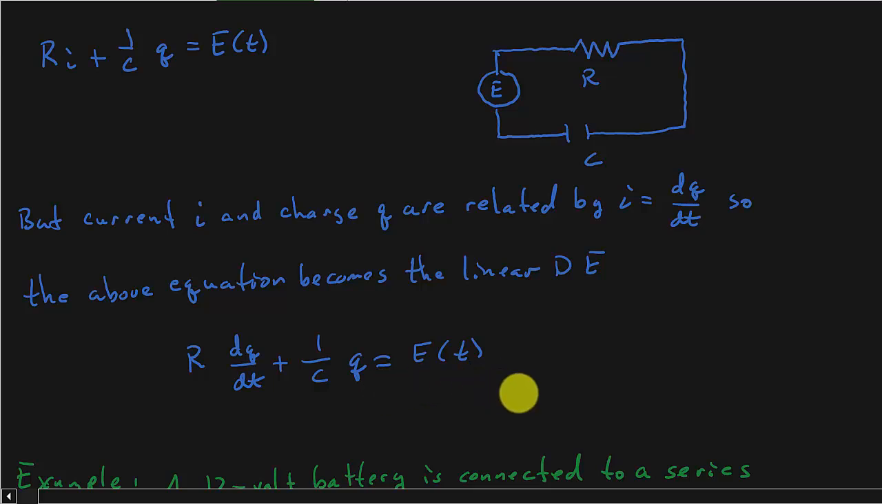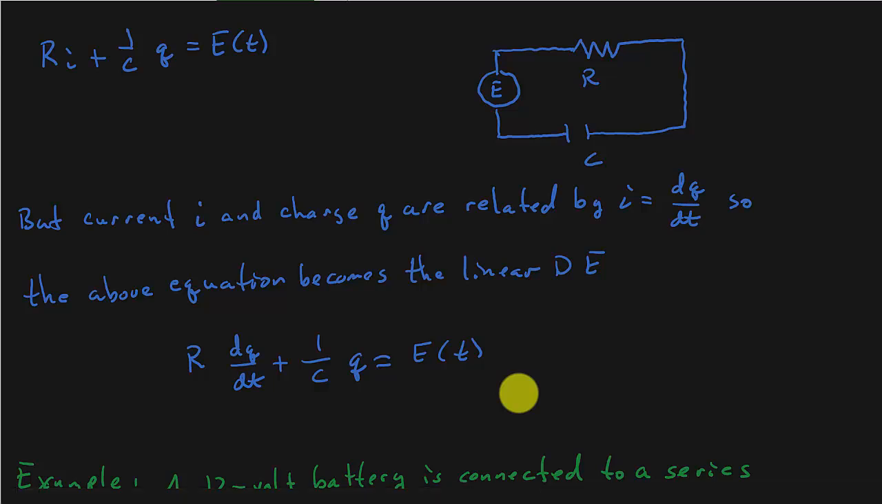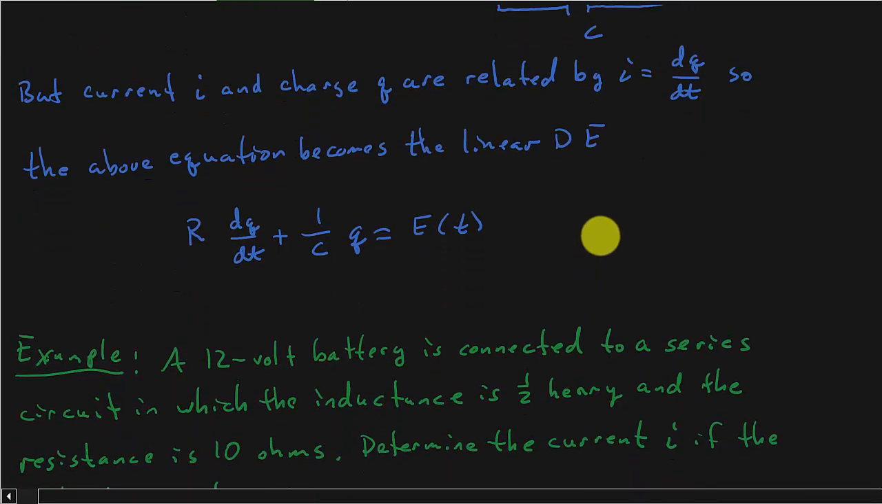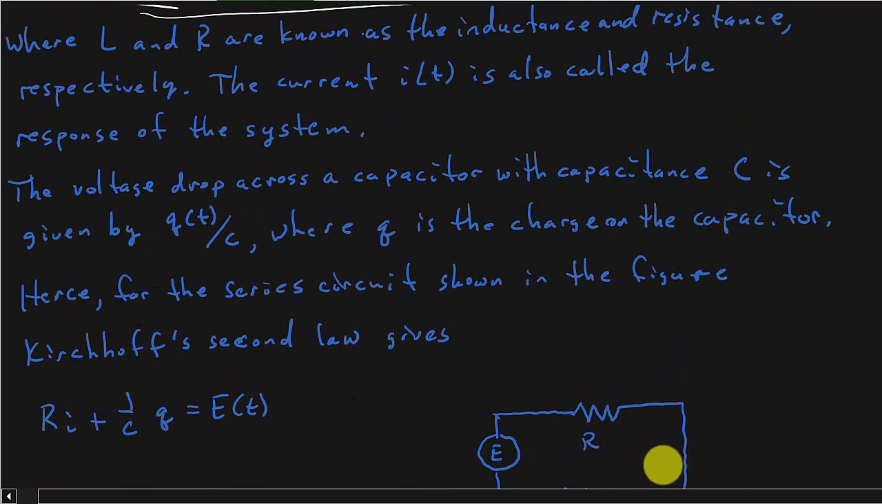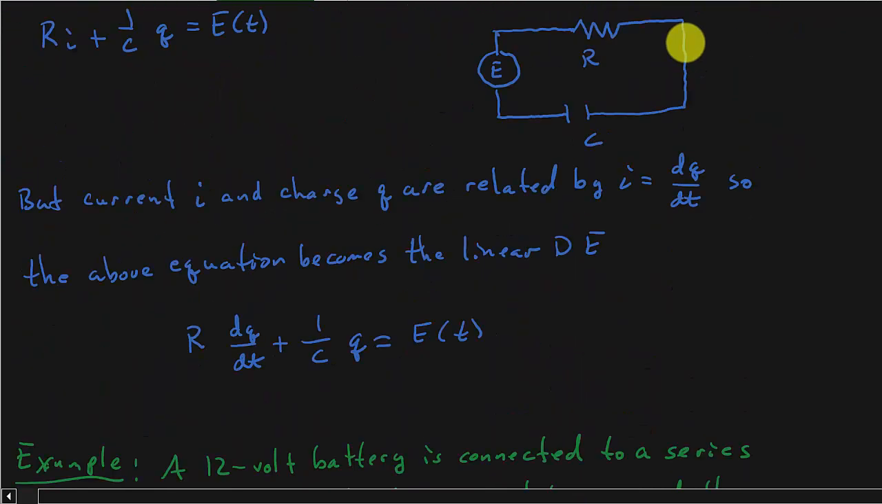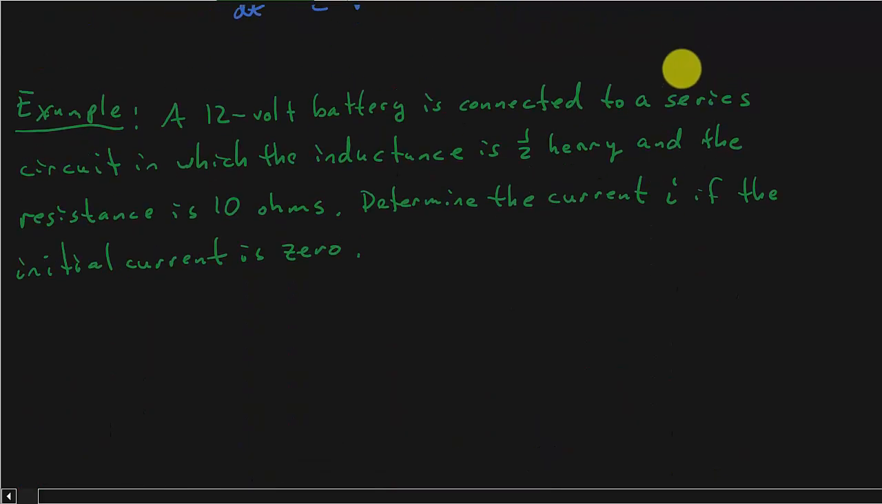All right, so let's look at an example here and see what they give us. It says a 12-volt battery is connected to a series circuit in which the inductance is a half Henry and the resistance is 10 ohms. Determine the current I if the initial current is 0.